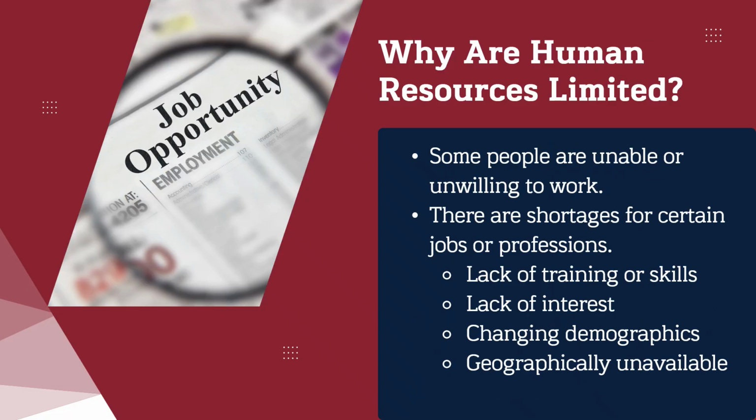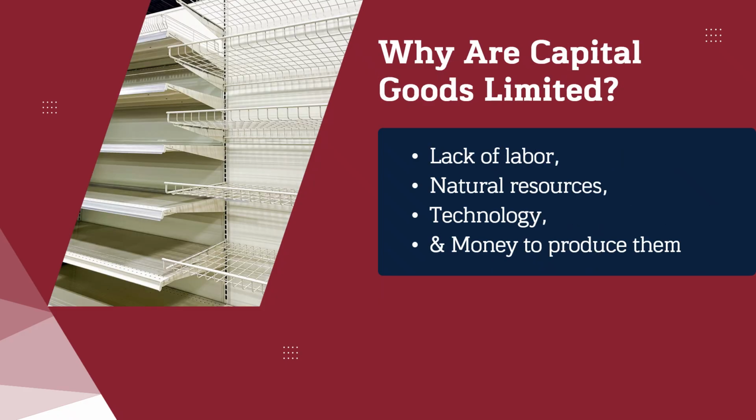Human resources are limited as some people are unable or unwilling to work, and there may be shortages of people in certain jobs or professions, maybe because of a lack of training, a lack of interest, changing demographics, or because they are geographically unavailable. And capital goods are limited because of a lack of labor, natural resource shortages, technology, and or the money to produce said goods.